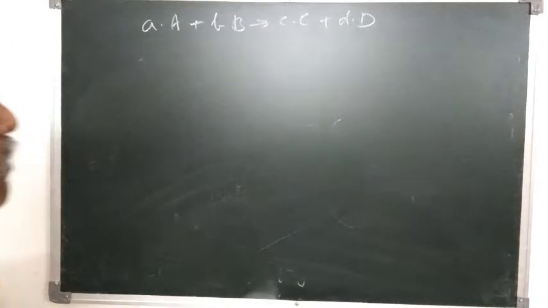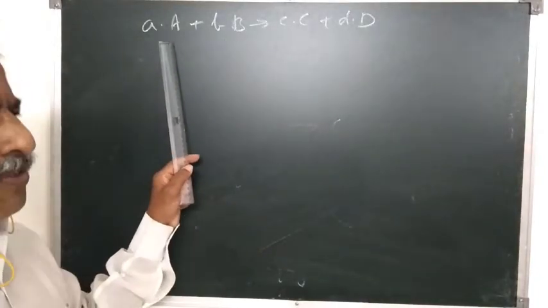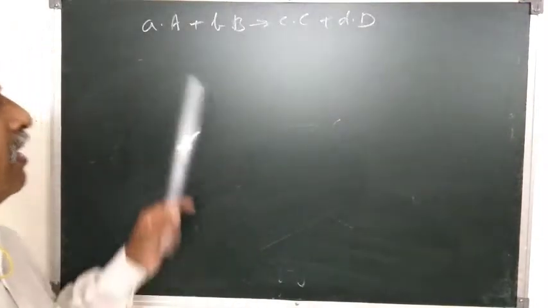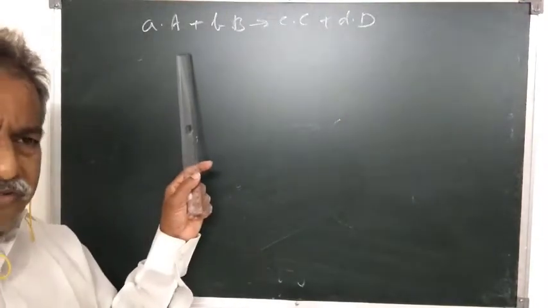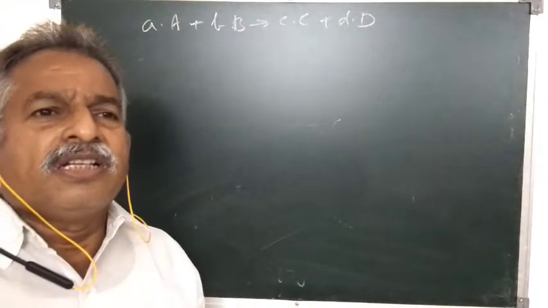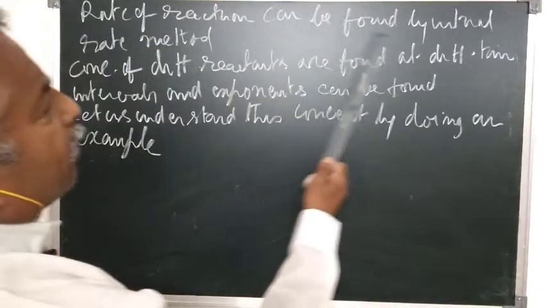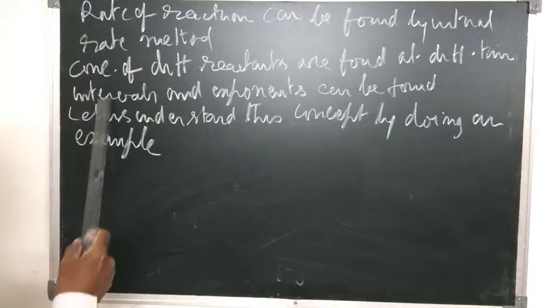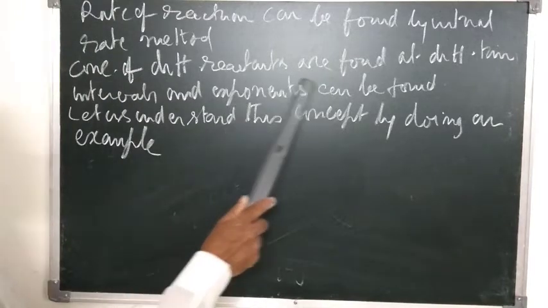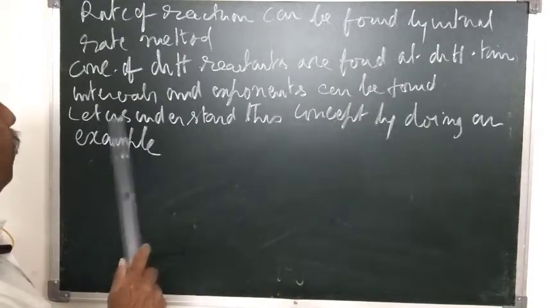So in that step, we can find the exponent of the concentration of B. Similarly, in the next step, keeping the concentration of B constant and changing the concentration of A, we can find the exponent of the concentration of A. Thus, we can find the rate law of the reaction, and this method is referred to as the initial rate method. Concentrations of different reactants are found at different time intervals, and exponents can be found.